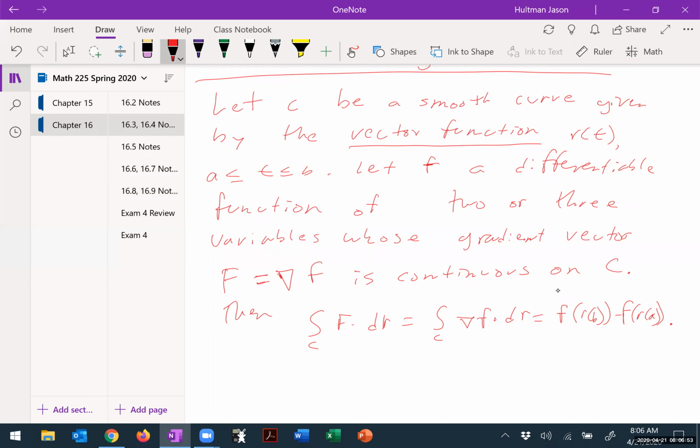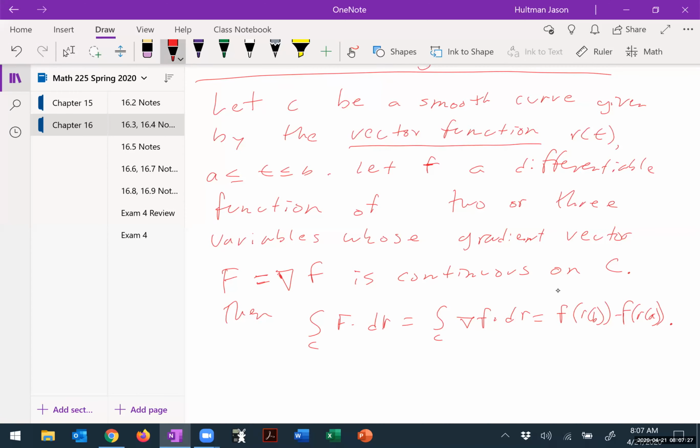So it says let C be a smooth curve given by a vector function. So we just have a smooth curve. We basically have a line integral, right? r of t, where t goes from a to b. Let lowercase f be a differentiable function. So we're taking the derivative of lowercase f. We're actually taking the partial derivatives of lowercase f to get our gradient.